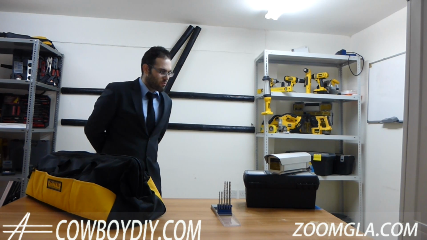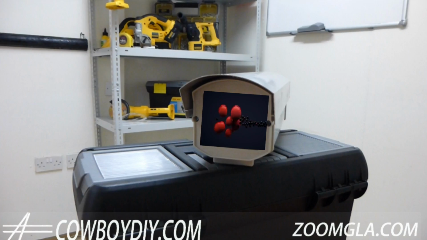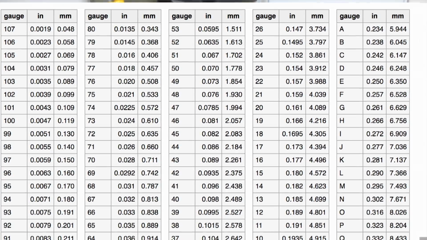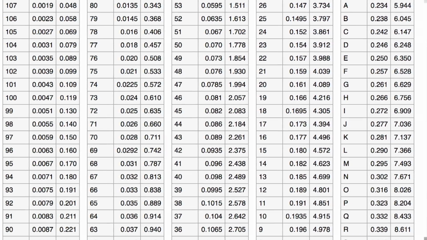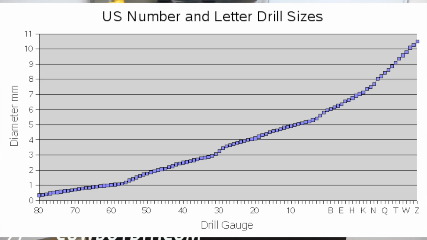So can you show us a conversion of the drill bit table, MAAN? Sure thing, CBD. The gauge to diameter conversion does not follow a set formula, but rather was defined as a useful and practical measure. The graph shows how gauge diameters change with gauge.